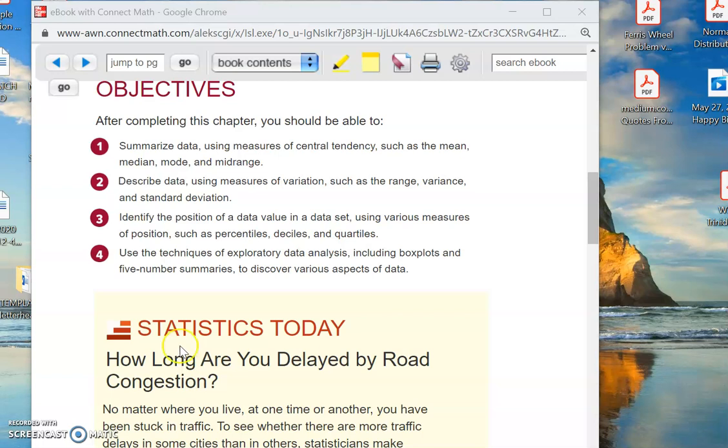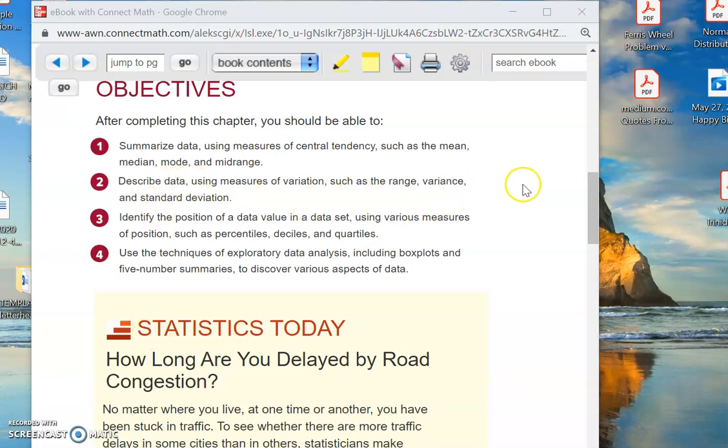The objective is to be able to summarize the data. So remember, this is the frequency distribution, so it's things that have already occurred. So you summarize the data, things that you have already observed or measured or what have you. Okay, so you're going to be able to summarize the data, but then you're going to be able to describe the data.